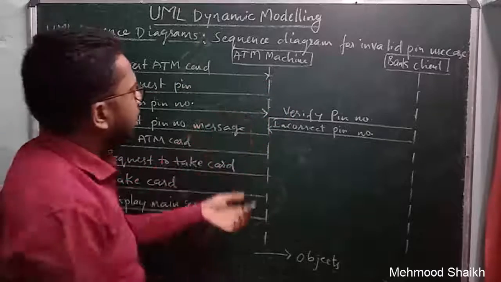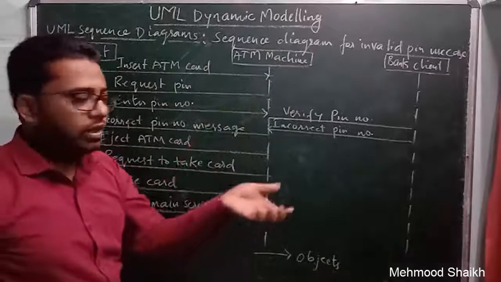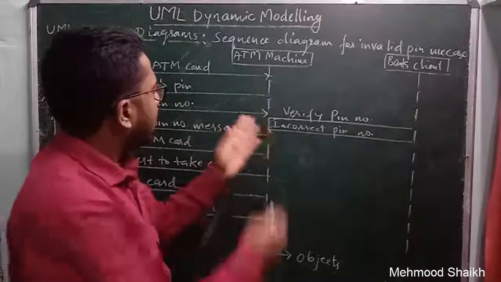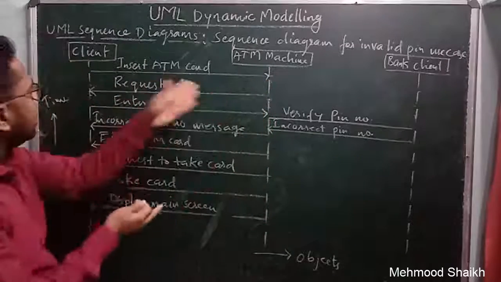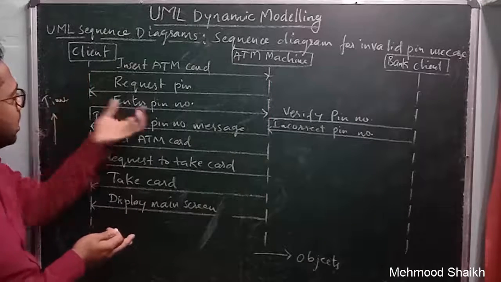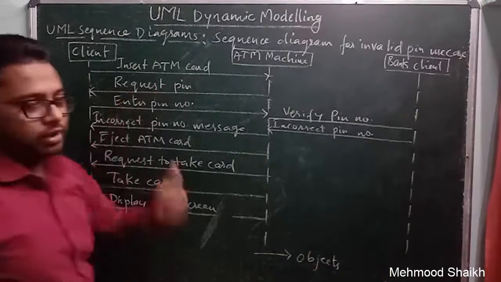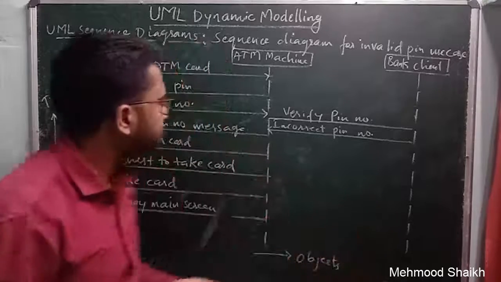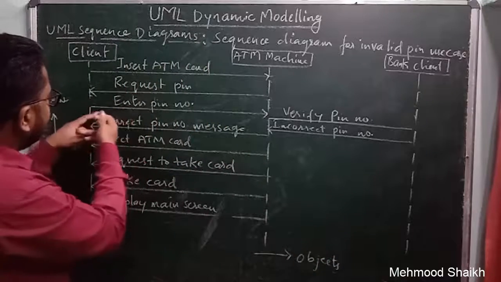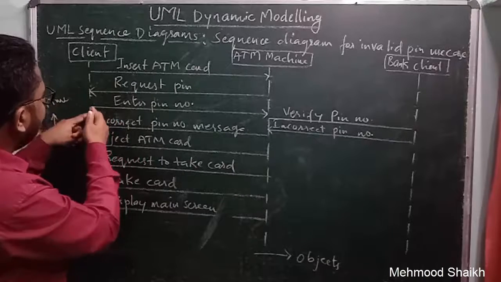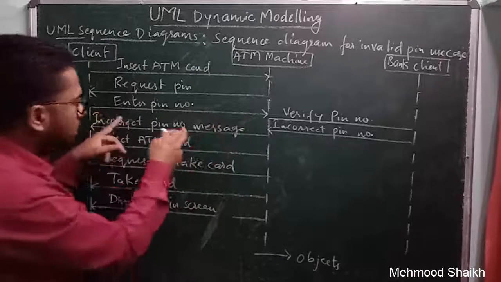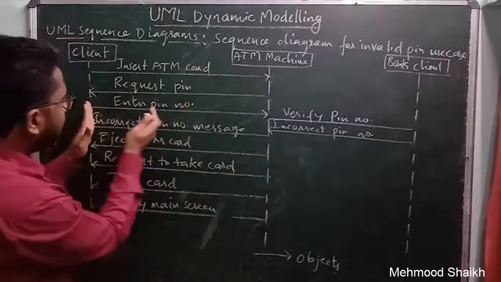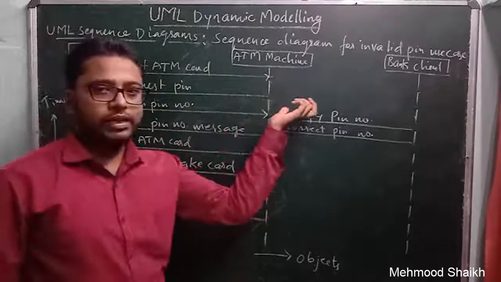Next, once the ATM card is inserted, the ATM machine will read that card, and then it will respond to the client by giving a message as request pin. It will ask the user to enter the password. Then the client will enter the pin. This is the flow of interaction between the client and the machine.